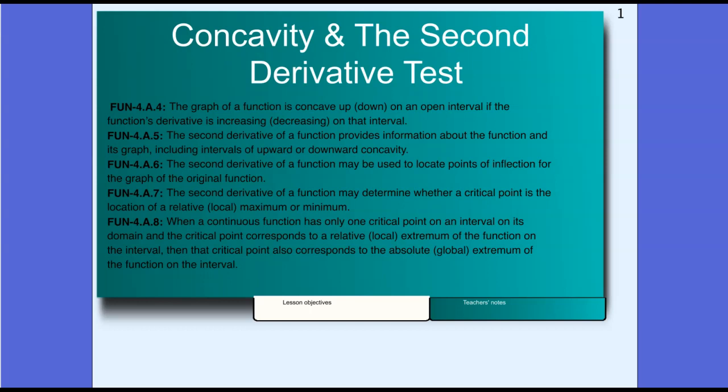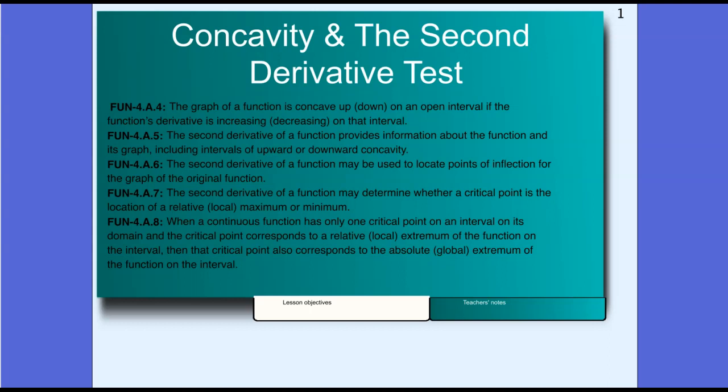Welcome to Unit 5, Lesson 4, Concavity and the Second Derivative Test. In this lesson, our standards will be functions-4.a.4. The graph of a function is concave up or down on an open interval if the function's derivative is increasing or decreasing on that interval.